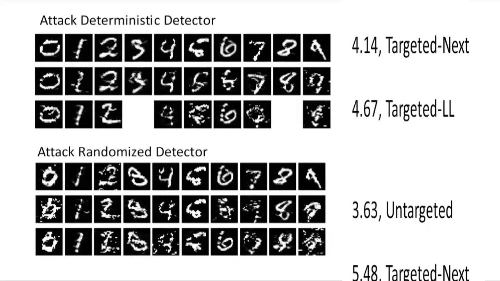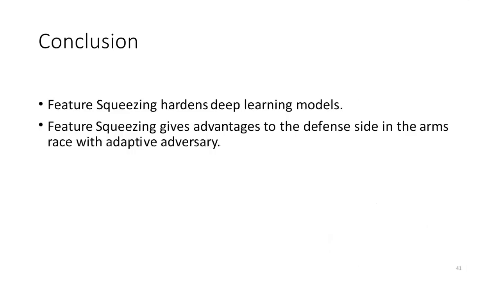So our conclusion really is that feature squeezing hardens deep learning models through very simple strategies. Feature squeezing gives advantages to the defense side in this arms race, also against adaptive adversaries. And our strategies are simple, efficient, and cheap. Thank you.